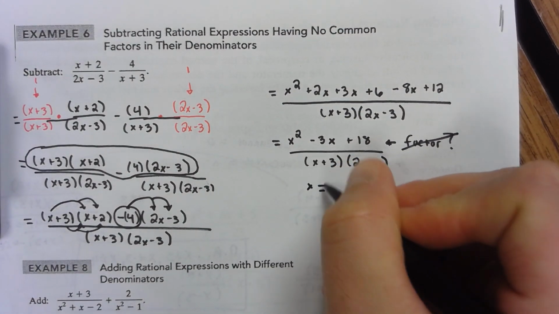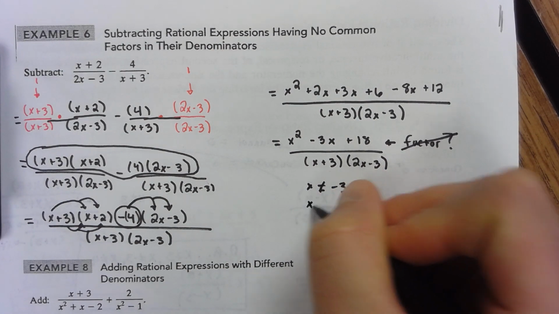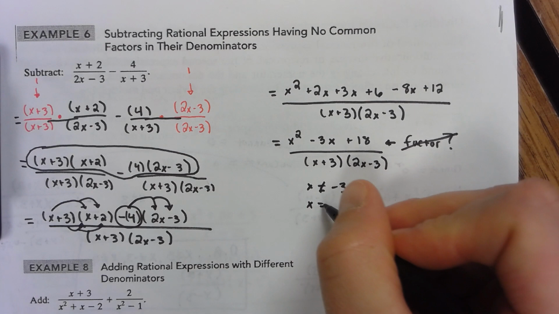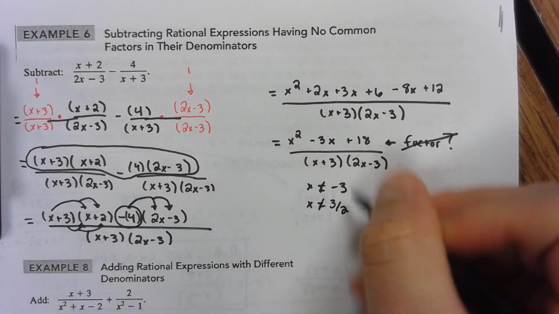Only thing we need to add into this is our domain restrictions, and that x cannot equal negative 3. And then from 2x minus 3, we would rule out 3 halves.